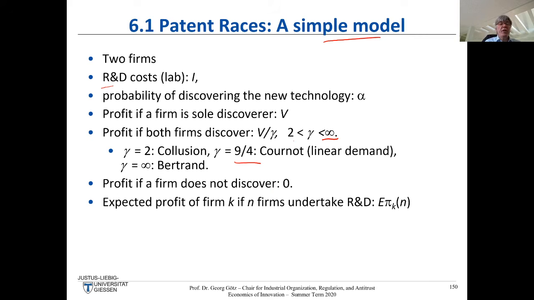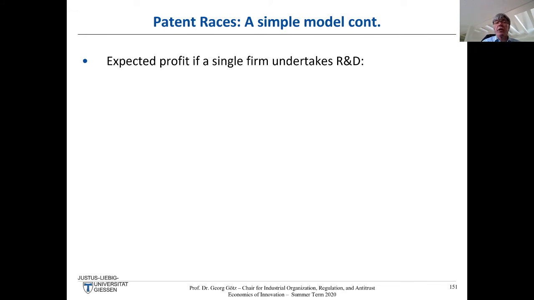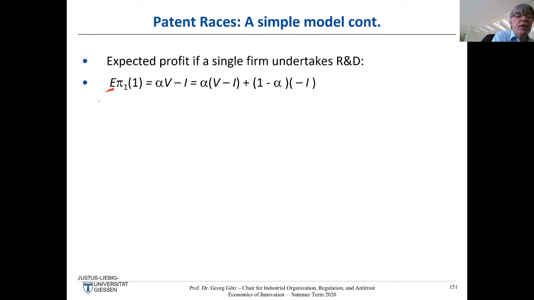Okay, now we need some notation, and we denote the expected profit of firm K if n firms undertake R&D as this expectation pi K of n. Okay, and that's what we are doing right now. The expected profit if a single firm undertakes R&D, so expected profit of firm 1 here, and only one firm invests in R&D.